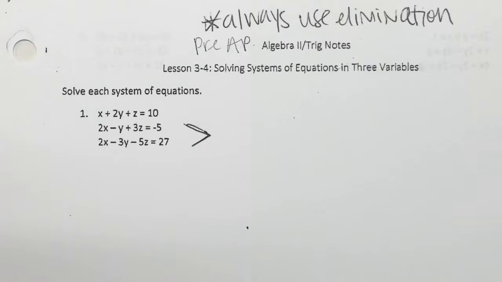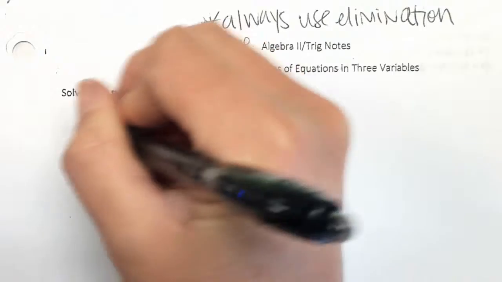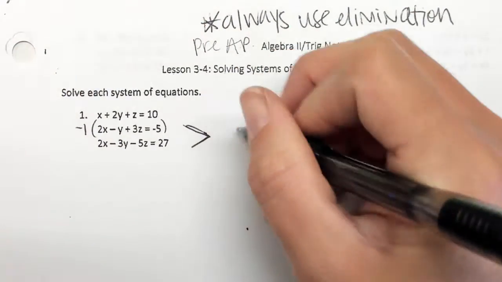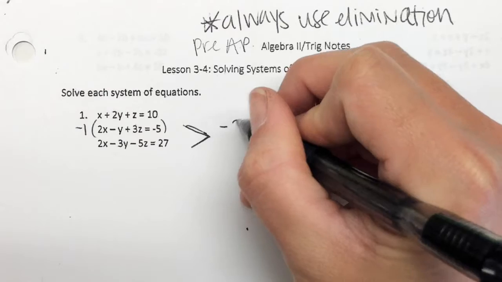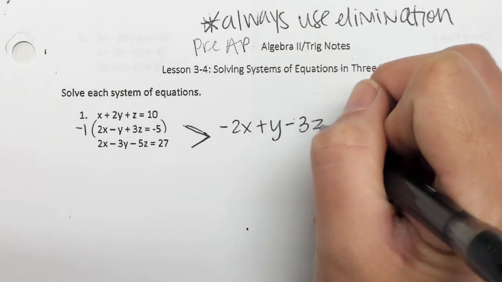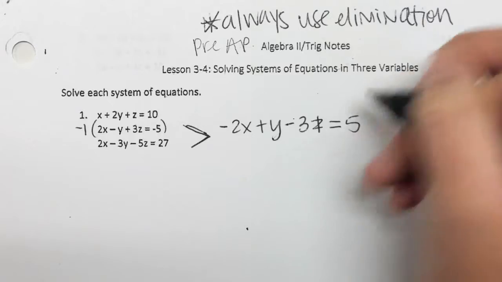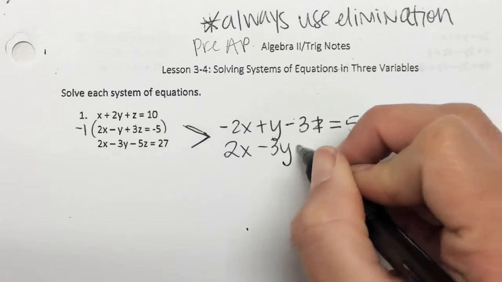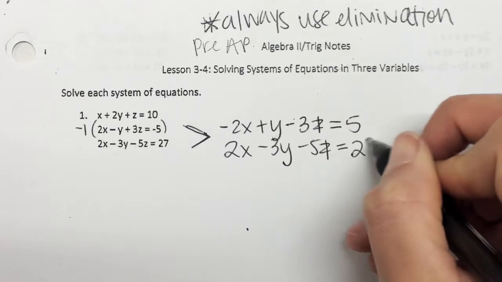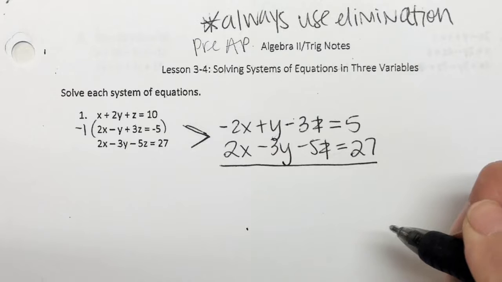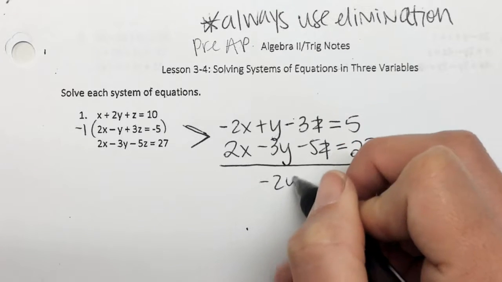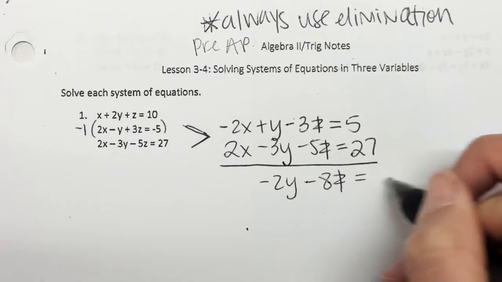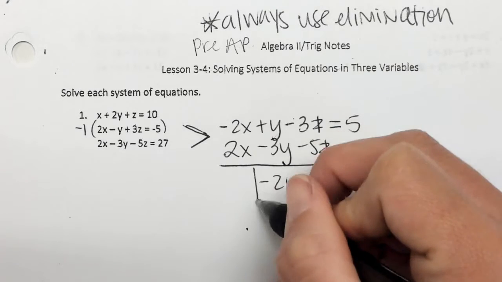And can I just add them together, or do I need to do something? Yeah, I need to change all the signs of which one? First one. So that would give me what if I changed all the signs? Thing equals 5. Do I need to change this one? Nope, so I just write it underneath. And Connor, what would I have if I added these together? Negative 2y minus 8z equals 32. Good. I want you to box this equation in.